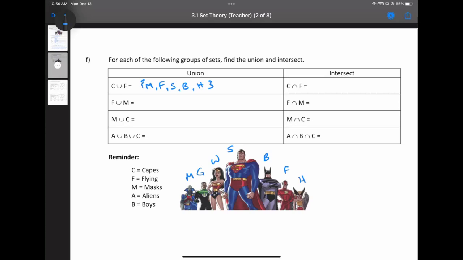Which ones have capes and can fly? Martian Manhunter can do both. Green Lantern, no cape. Sorry, he wasn't even in our list.